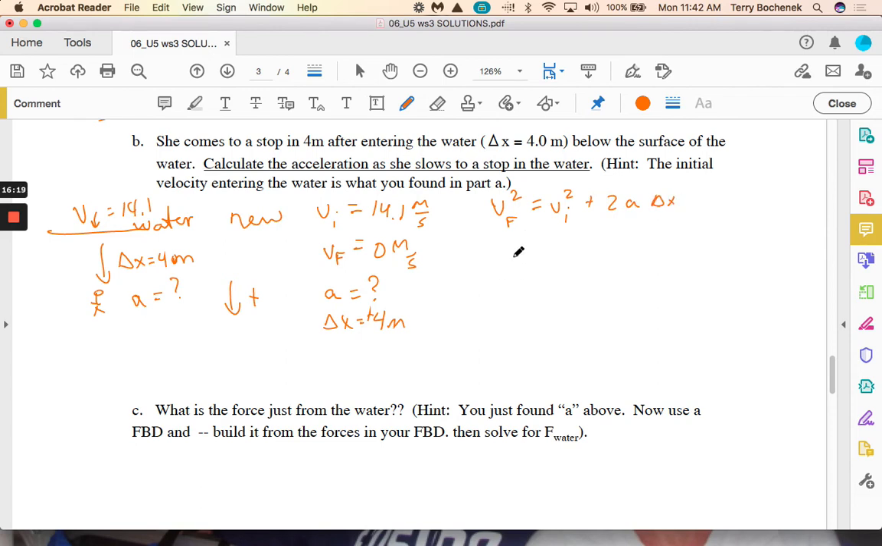So V final this time is 0. If we think about it carefully, we just took a square root of 200 to get to 14.1, so that's going to turn back into 200, plus 2 times A times 4 meters. So 0 equals 200 plus 8A. If I don't use the rounded off number that I got off my calculator, it gets back to exactly 200.